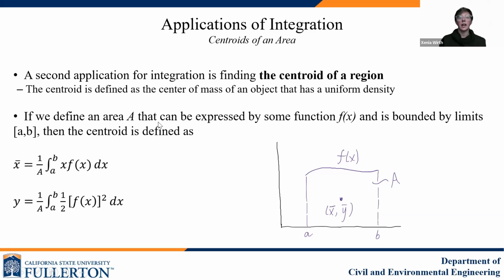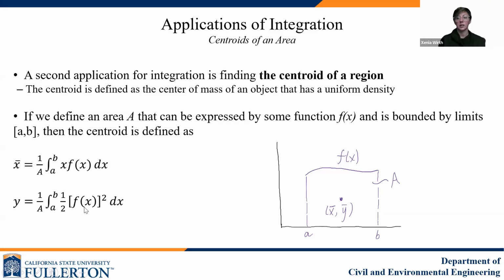If we define an area A that can be expressed by some function f of x and is bounded by limits a and b, then we can find the centroid of that area, or the center of mass of that object, assuming it has a uniform density, as follows. The x-coordinate of the centroid is 1 divided by the area, times the integral from a to b of x times f of x dx. And the y-coordinate of your centroid is 1 over A, times the integral from a to b of 1/2 f of x squared dx.